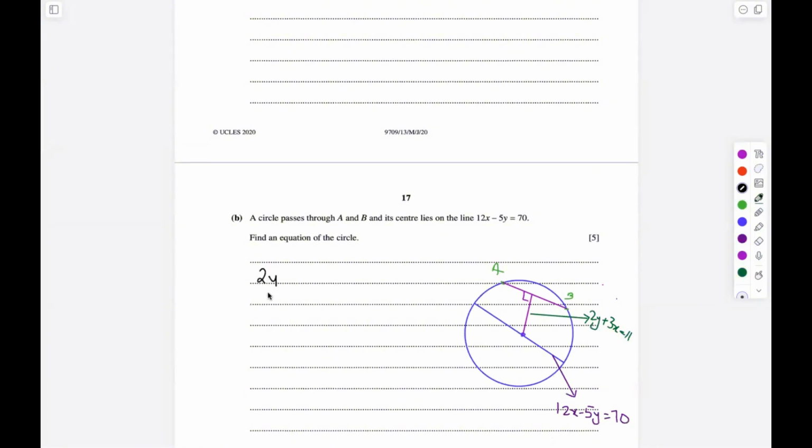So one of the equations is 2y + 3x = 11. The other equation we can write as -5y + 12x = 70. To solve it simultaneously, we can first make the x values equal. So we can simply multiply the first equation by -4. We can also make the y values equal, so it depends. In this case, I'm making the x values equal, and we multiply the other equation by 1. So the first equation will become -8y - 12x = -44. And this will be -5y + 12x = 70.